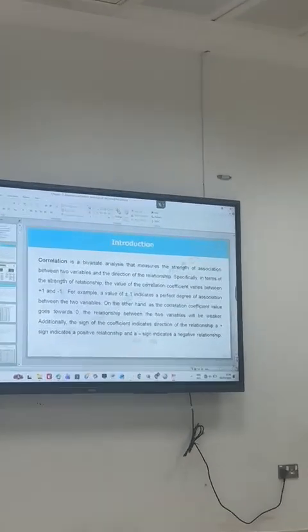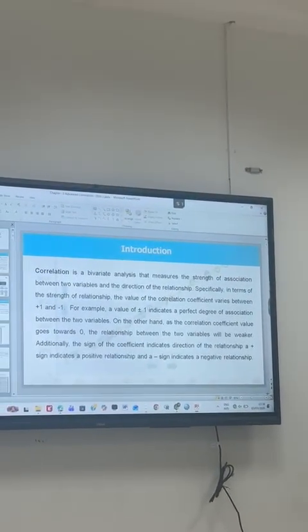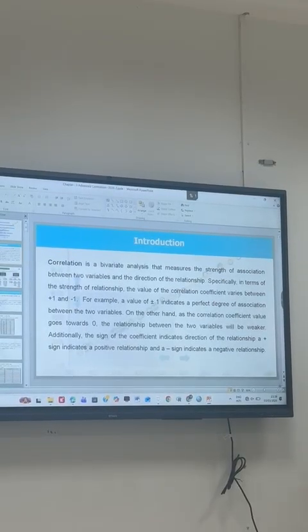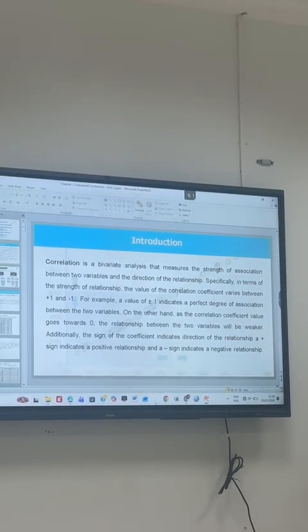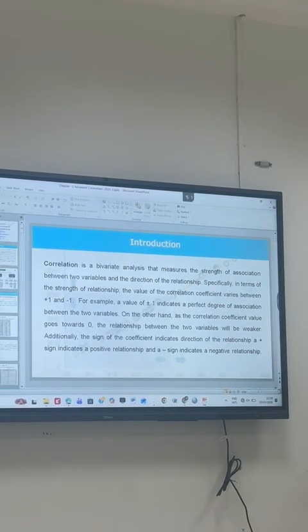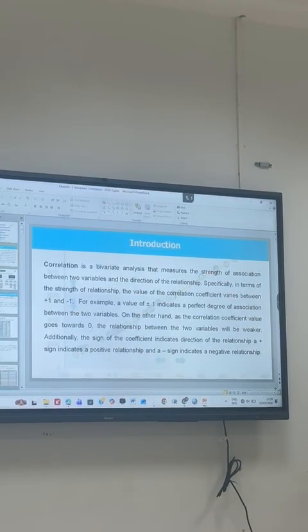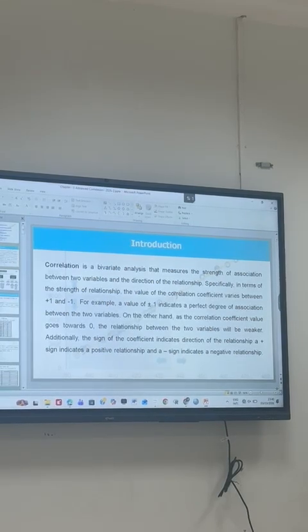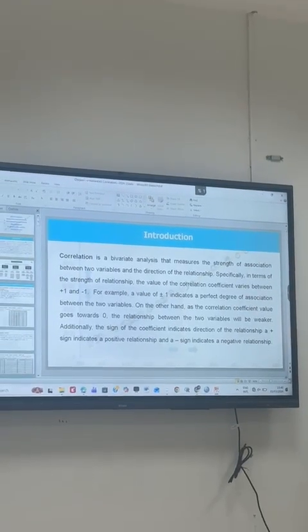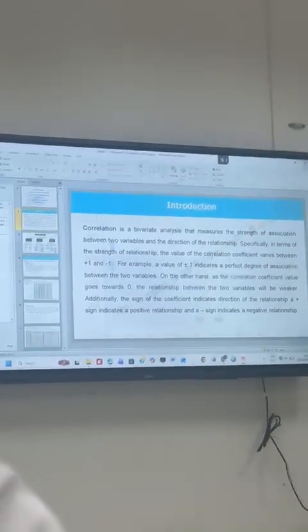Pearson correlation, Spearman correlation, Kendall correlation, and phi correlation. All range from -1 to +1, and partial correlation. These five correlations range from -1 to +1. Clear? Multiple correlation ranges from 0 to 1.